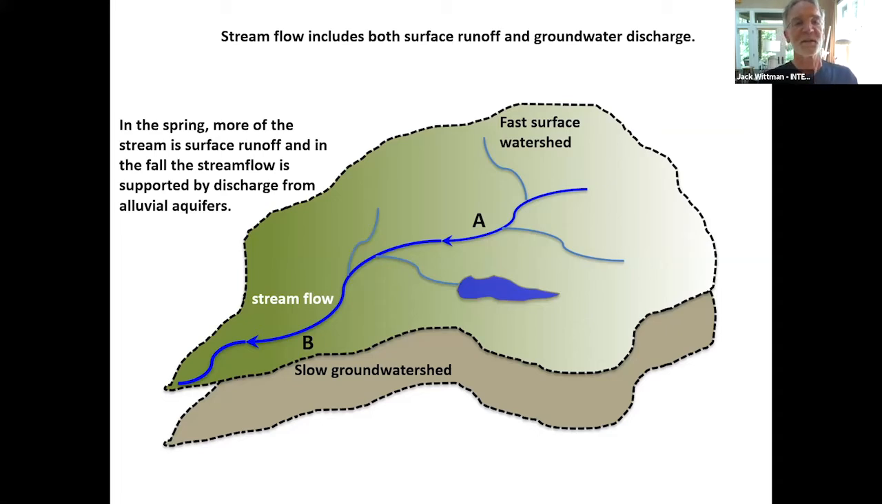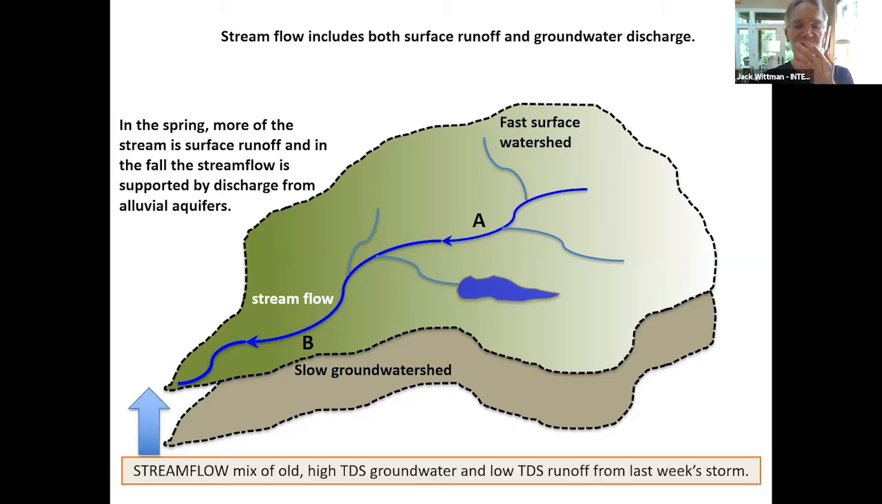There's high dissolved minerals in the water in the fall and lower dissolved minerals in the stream in the spring. So at the end, though, it's a mix. The stream flow at the bottom of what I've shown is a mix of both the old high TDS water, the total dissolved solid water, and a bunch of low total dissolved solid runoff from last week's storm. You think, oh, this is good White River water. Well, actually, it's some water from long, long ago and some water from yesterday. So it's not one age.